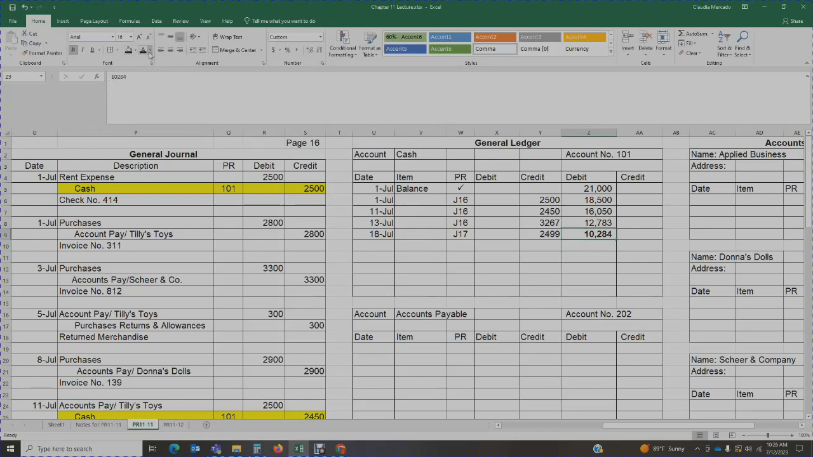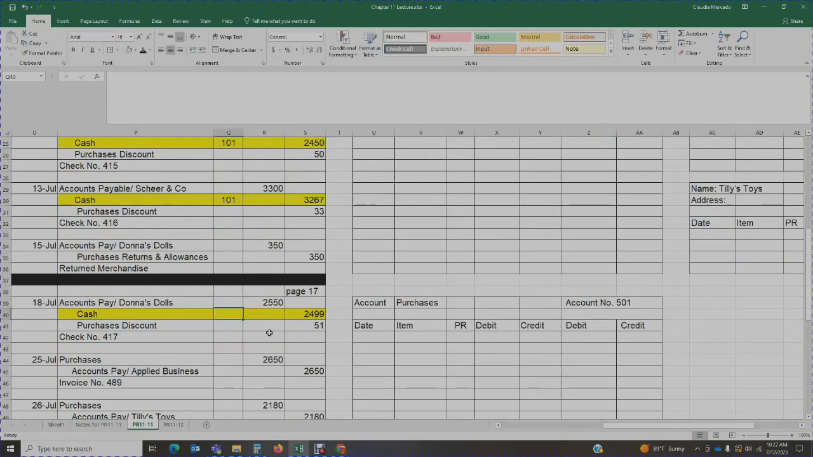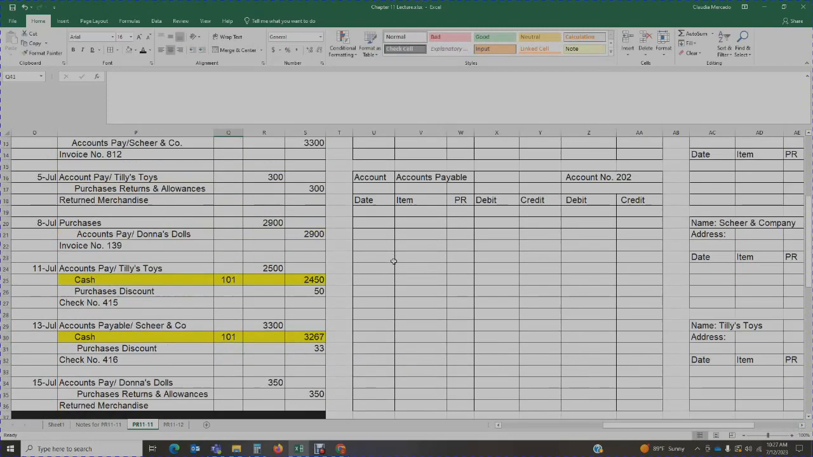I'm going to highlight all of my ending balances in yellow, okay? Maybe in gray. There. So for cash, you started off with 21,000 and you ended up with 10,284 because you made some payments using your cash. So your cash dropped to 10,284. Then I'm going to go back and enter account number 101.